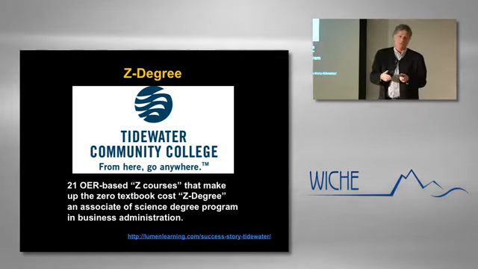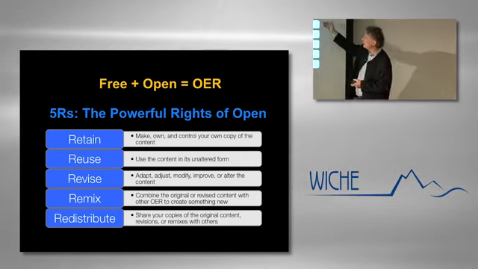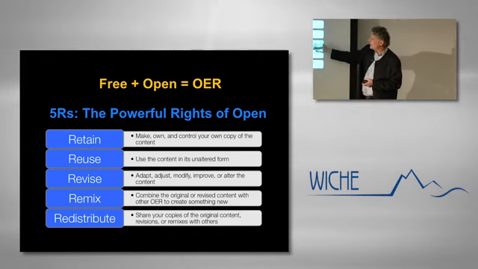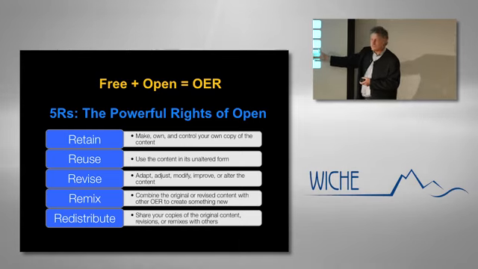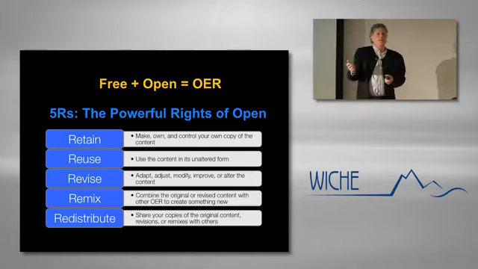And the open part gives you these powerful additional rights. So because something's free doesn't mean you get to retain it or reuse it or revise it. But if it's free and open, then these additional rights come with the resource. So you can actually keep a copy, the students can keep a copy, you can use it as is, or you can revise it and adjust it and modify it, remix it with other works, and you can have a copy on your own website and distribute it freely to students. So these additional permissions and rights are part and parcel of what constitutes an open education resource.